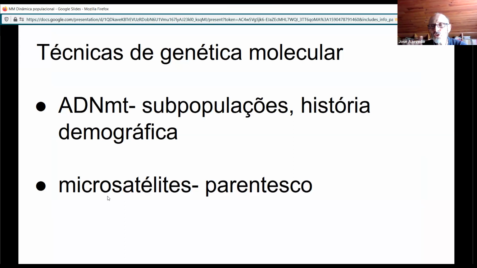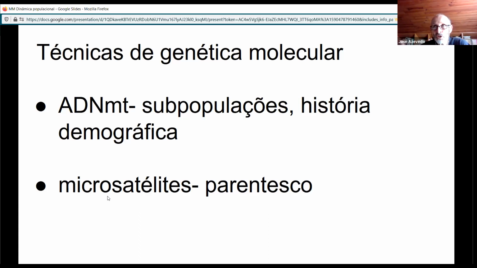And you can use lots of markers, but for this presentation, the two most important are these. You can look at mitochondrial DNA, right? And mitochondrial DNA lets you look at subpopulations. Because this is a section of the DNA that changes relatively slowly, it can give you an idea of subpopulations, and it can also give you an idea of the demographic history of the animals.